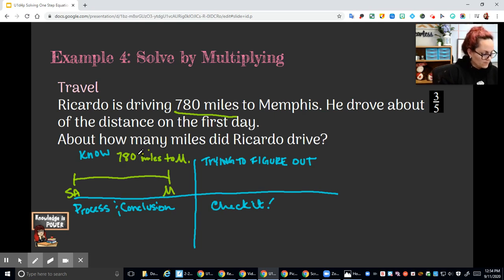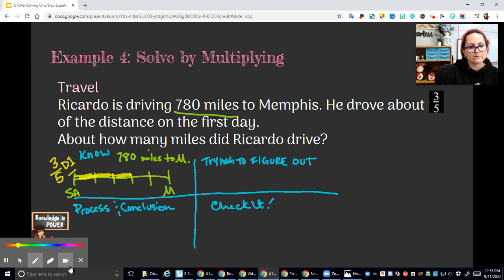And he went about 3/5 in one day, okay? So that means if we take all of this and we break it into like 5 chunks, 1, 2, 3, 4, 5, that means that he was able to actually go about this much and this much and this much. Can you tell like I'm crazy visual? So 3/5 of the distance on day 1. Okay, that's my little notes.